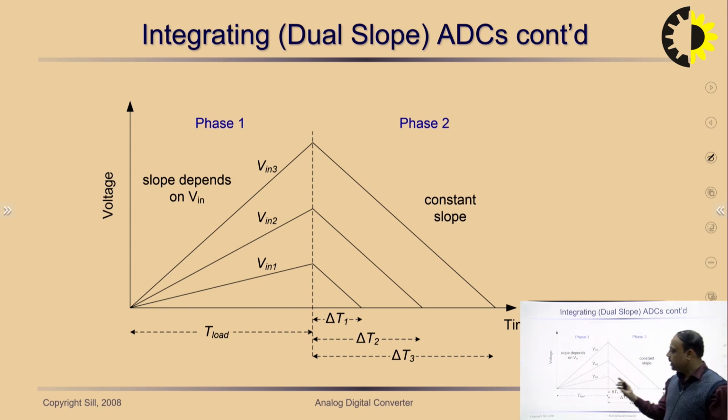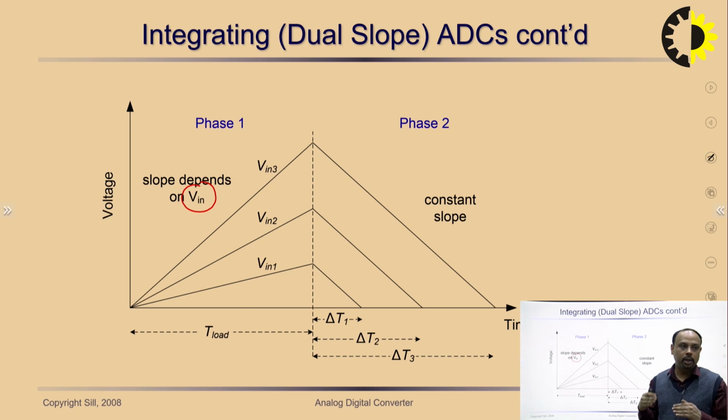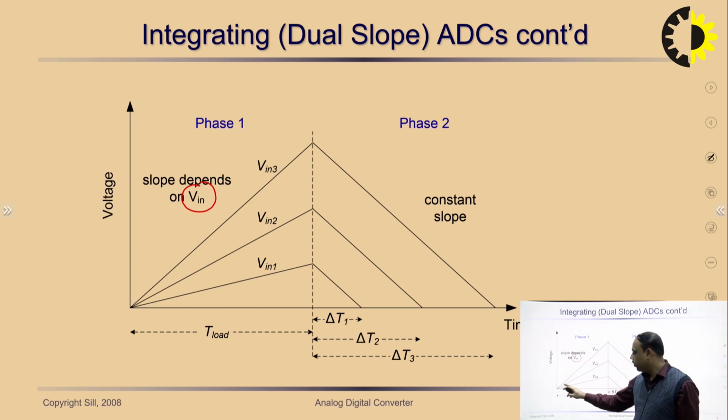In the first phase, when input voltage Vin is given, for different magnitudes of Vin, as the Vin magnitude increases, for a fixed amount of time, the integrator output goes like this. For the lower voltage it goes like this, and for the higher magnitude voltage it goes like this and like this.